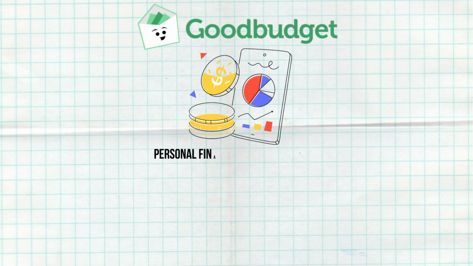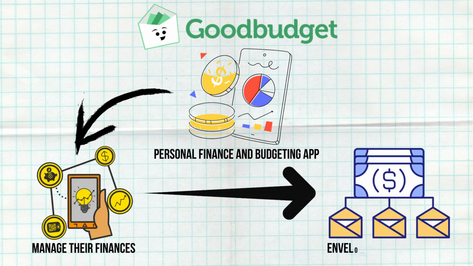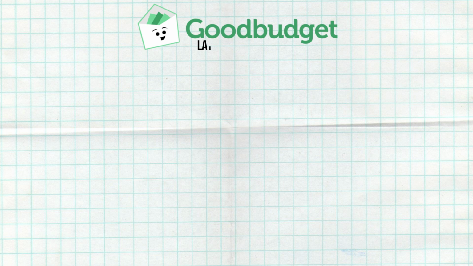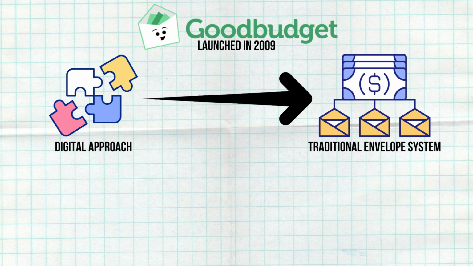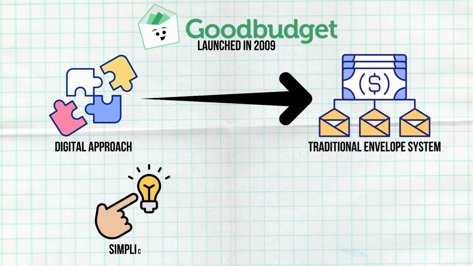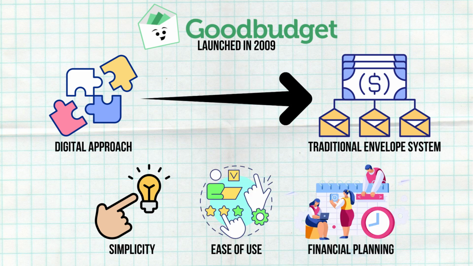Goodbudget is a personal finance and budgeting app designed to help users manage their finances through the envelope budgeting method. Launched in 2009, Goodbudget offers a digital approach to the traditional envelope system, allowing users to allocate portions of their income to different spending categories or envelopes. The app is known for its simplicity, ease of use, and focus on proactive financial planning.